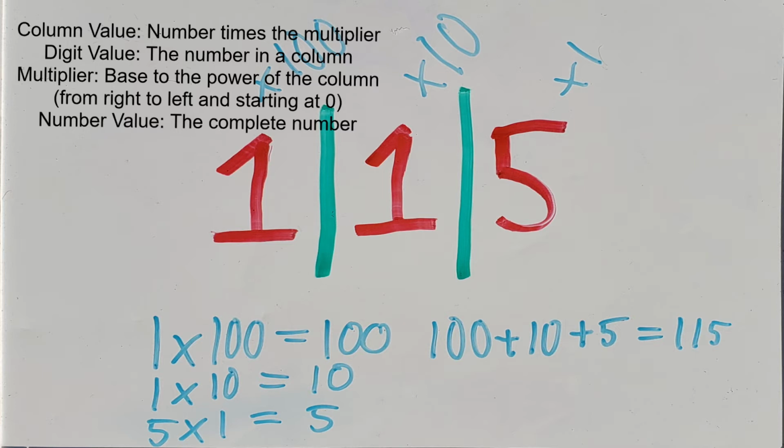Now we need to define terms because it's about to get a lot more complicated. When I say column value, I am talking about the value of a number in a specified column. This would be the 100, the 10, or the 5 in our 115 example. When I say digit value, I'm talking about the number that is in a column, just the 1 or the 5. When I say multiplier, I'm talking about the value you multiply the digit value by to get the column value, the times 100, the times 10, and the times 1 in our example. When I say number value, I am referring to the value of the entire number. This number will always be in base 10.